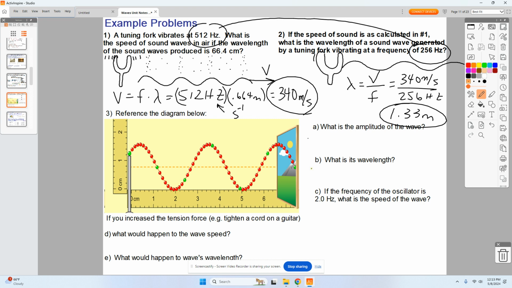And then, if you feel confident with it, try letter C. What is that speed if the frequency is 2 cycles per second? Take a moment, see if you can answer those. Tell that person that you're sitting next to what you think those values are. What's the amplitude? What's the wavelength? And then try that speed.